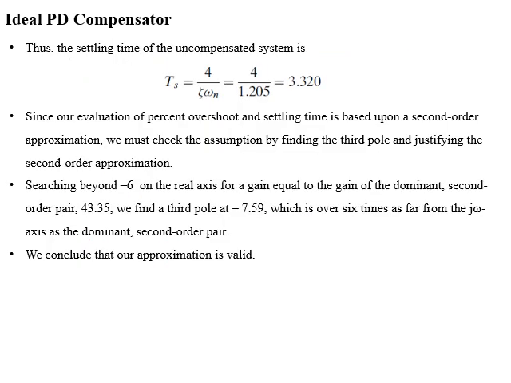Dear students, now we will find the settling time for the uncompensated system operating at 16% overshoot. The settling time is equal to 4 divided by sigma, or 4 divided by zeta omega n, and this is equal to 3.320 seconds.